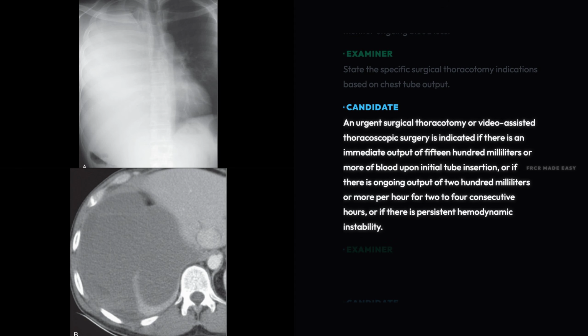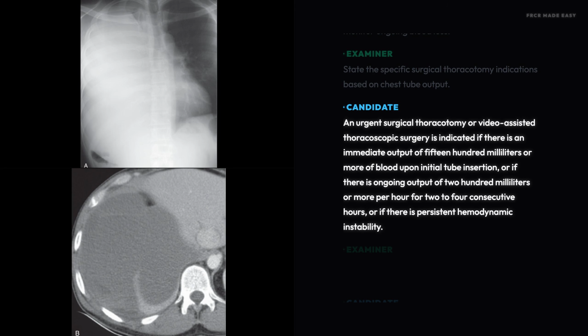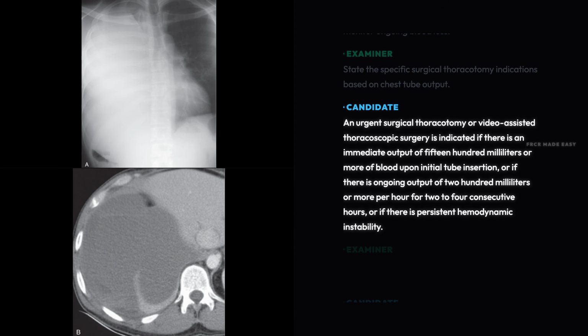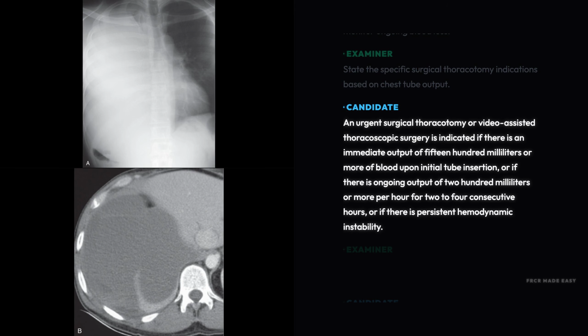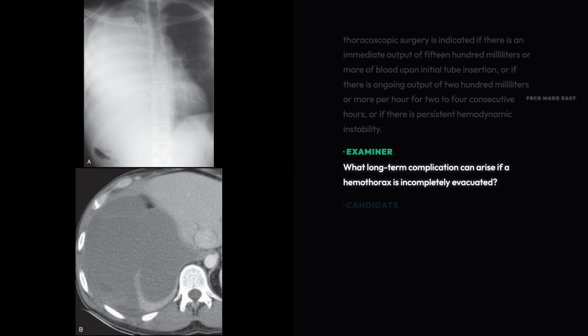An urgent surgical thoracotomy or video-assisted thoracoscopic surgery is indicated if there is an immediate output of 1,500 milliliters or more of blood upon initial tube insertion, or if there is ongoing output of 200 milliliters or more per hour for 2 to 4 consecutive hours, or if there is persistent hemodynamic instability. What long-term complication can arise if a hemothorax is incompletely evacuated?